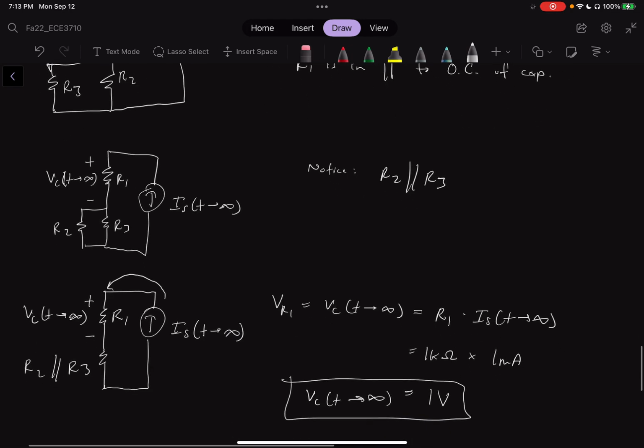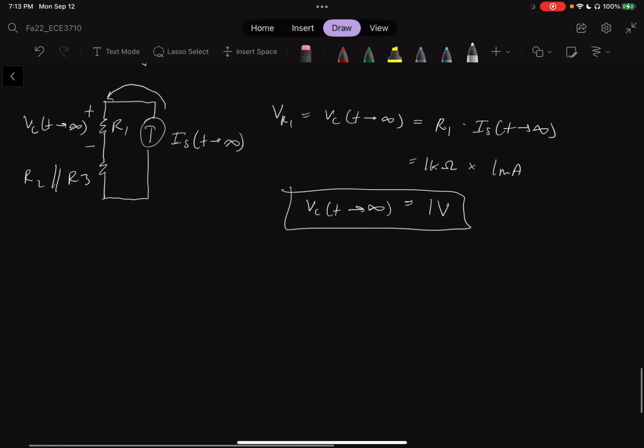We didn't need to simplify the circuit, but by simplifying it, I hope it makes it clear that IS of t, the current IS as t approaches infinity, is going clockwise. It's going through R1, so you can use Ohm's law, shown here, to find the voltage across the capacitor as time approaches infinity. Next question.